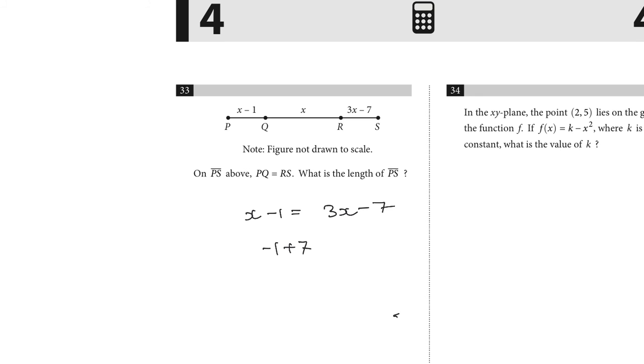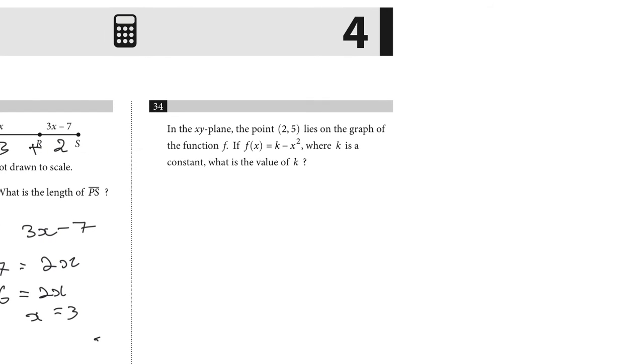Minus 1 plus 7 is equal to 2x. We'll have 6 is 2x. x is equal to 3. Just add all of this up. So 3 minus 1 is 2. We got 3. 3 times 3 is 9. 9 minus 2 is 7. 5, 7.